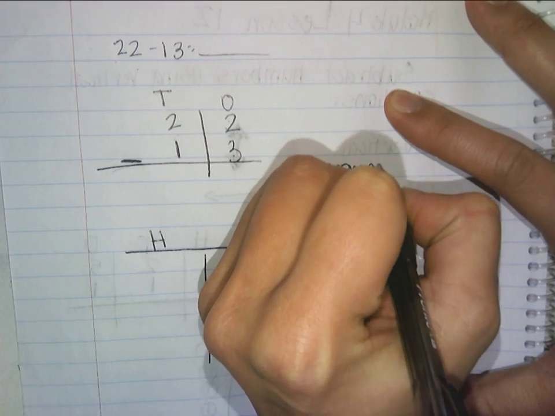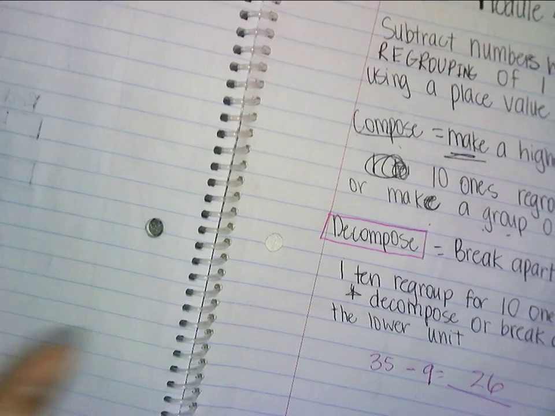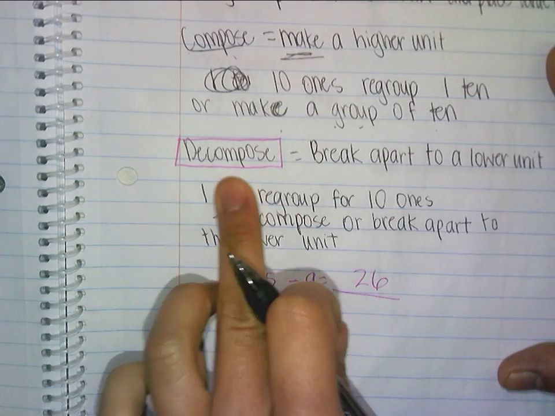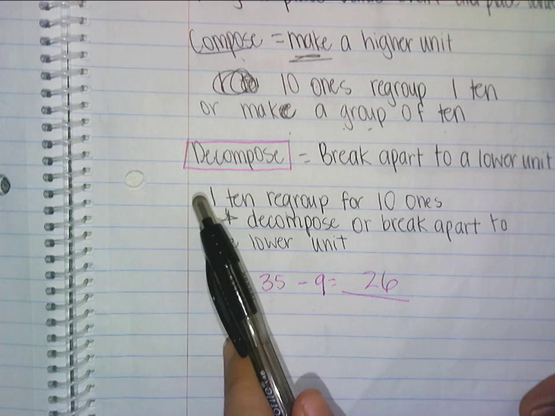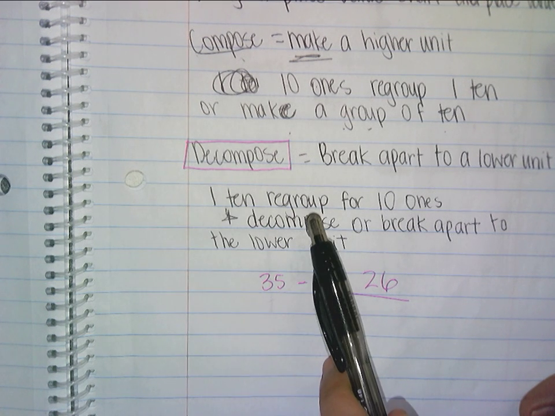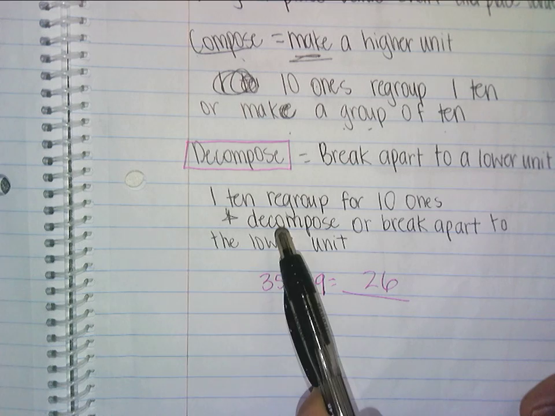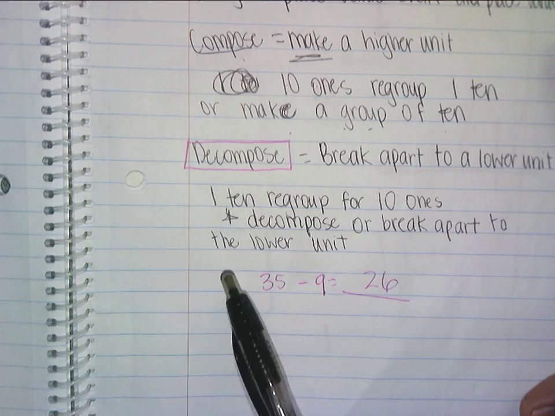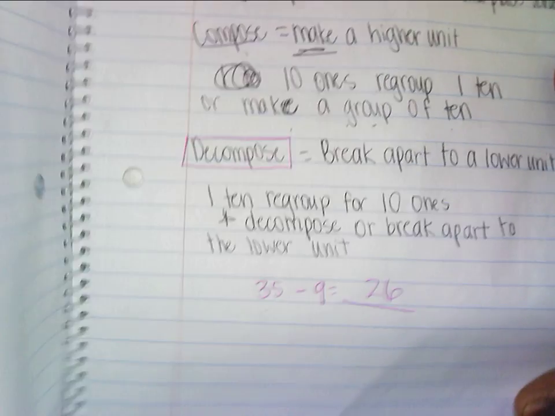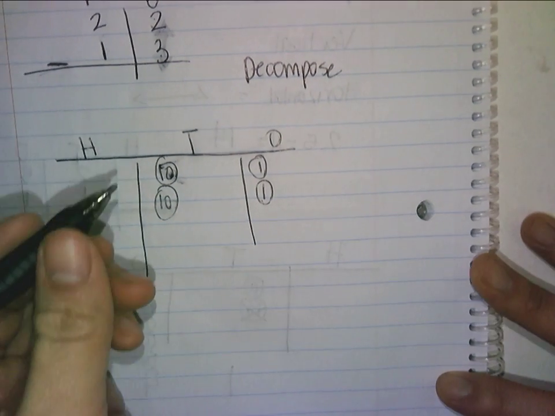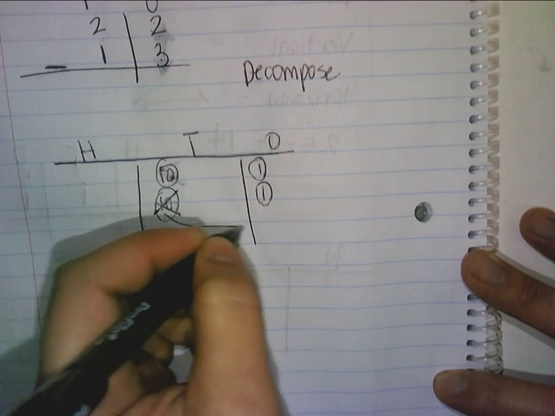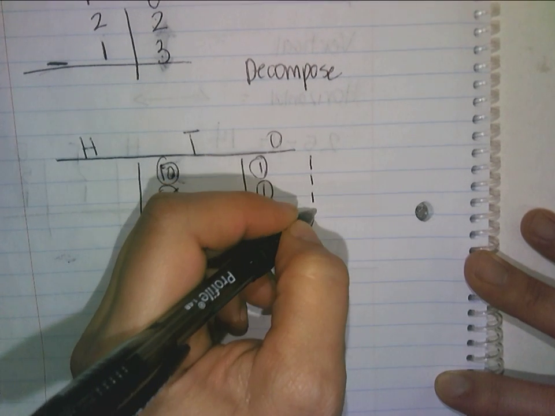Remember in lesson 11 from yesterday, decompose means you break apart to a lower unit. So when you decompose, you get 1 ten, you regroup for 10 ones. Decompose means you break apart to the lower unit. So in this case, I'm going to take my 10 and I'm going to break it apart into ones, my lower unit. 1 ten, you regroup for 10 ones.